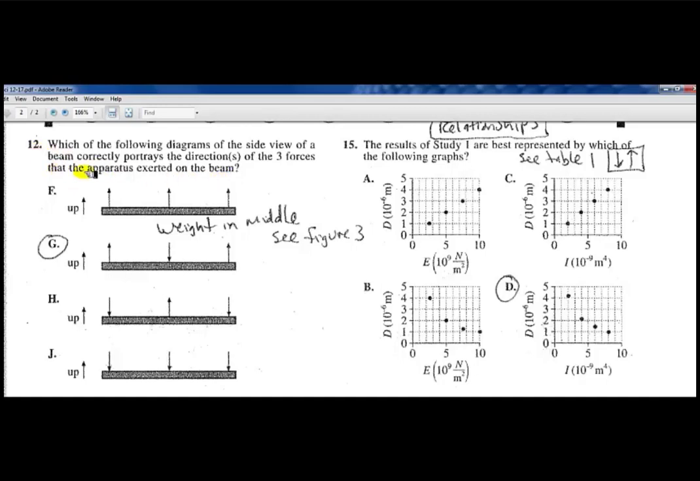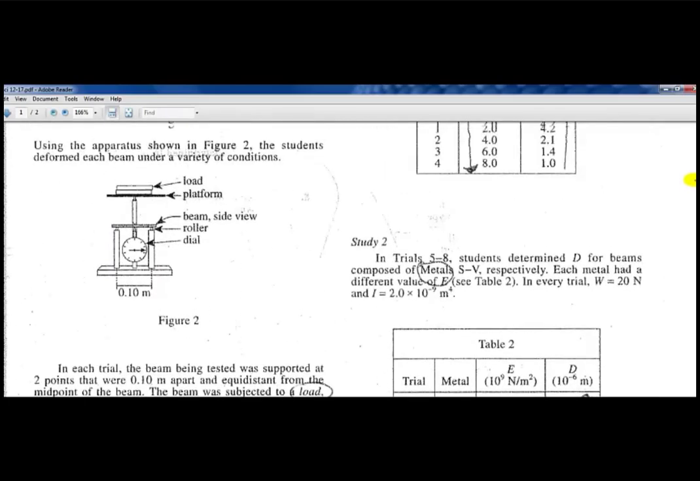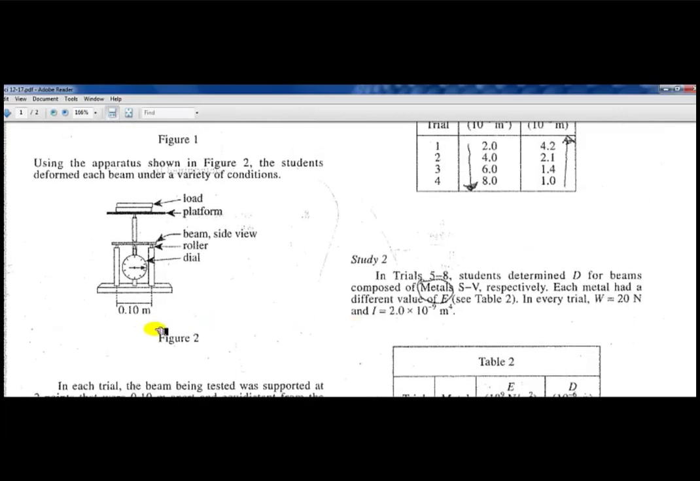First thing we want to do is go up and look at the diagram of the apparatus. So let's scroll back up and take a look at Figure 2. Figure 2 is a diagram of the whole experiment, and you'll notice that here we have the beam, and then you have a platform here with the weight, which they call the load. Then that is balanced on this little rod, and then the force is measured here.